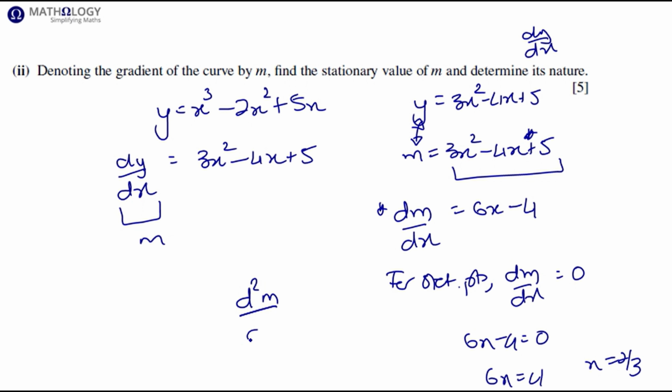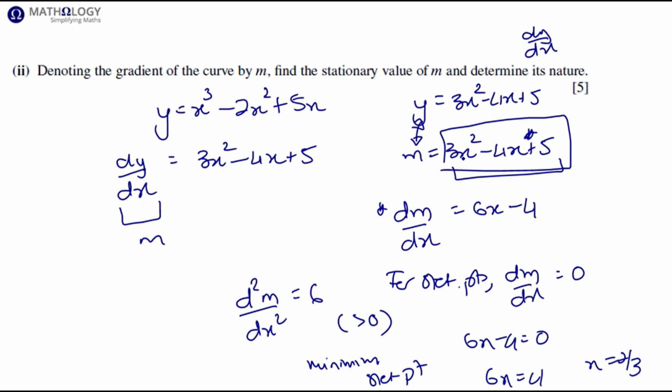To find the nature, we are going to find the second derivative of m. So the second derivative of the function will be the derivative of 6x minus 4, which is 6. 6 is clearly greater than 0, which means we have a minimum stationary point. But we knew that already, because if we take this quadratic function, the coefficient of x squared is positive, which means that the quadratic function shapes up, right? Which means we're going to have a minimum turning point.